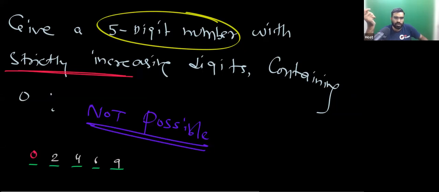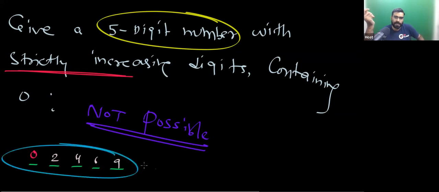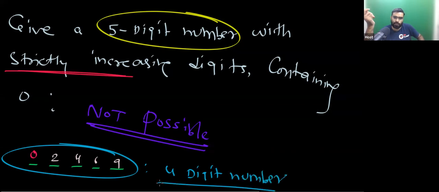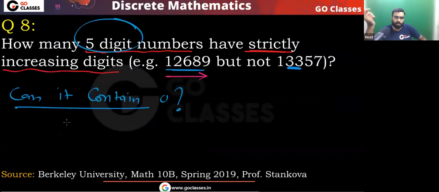Now you can notice, is this 5 digits? This is a 4-digit number. This is not a 5-digit number. So this is what I'm saying, that it cannot contain 0. Can it contain 0? The answer is no.